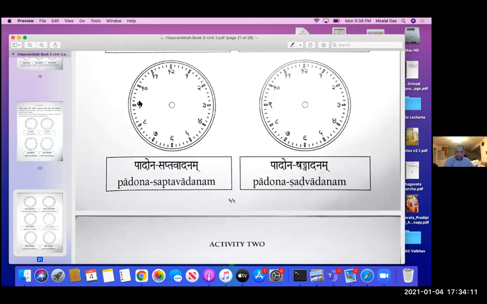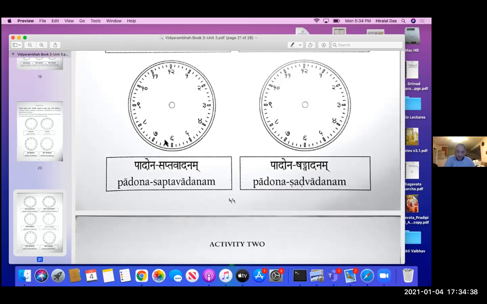Okay, 9. The long hand would be at the 9, and the short hand would be... Hold on, give me a second. Short hand would be where? It's 6:45, so you have to say between the 6 and the 7.